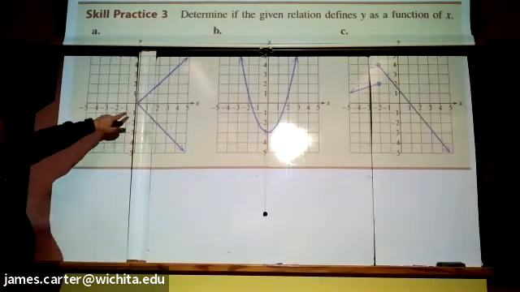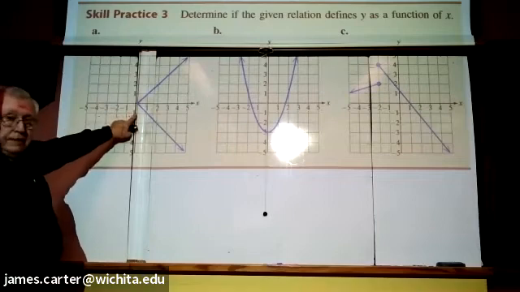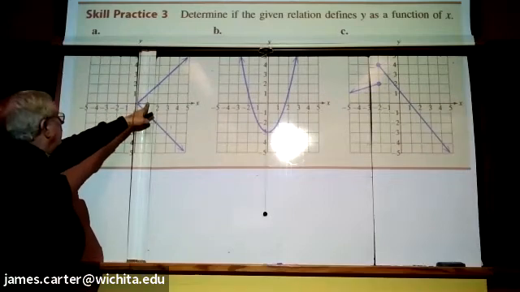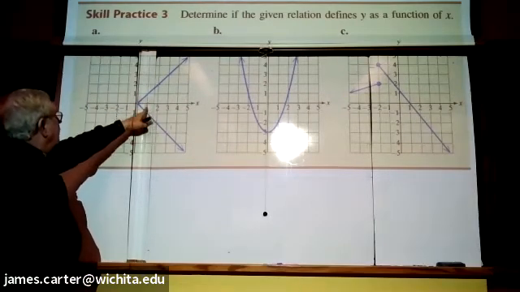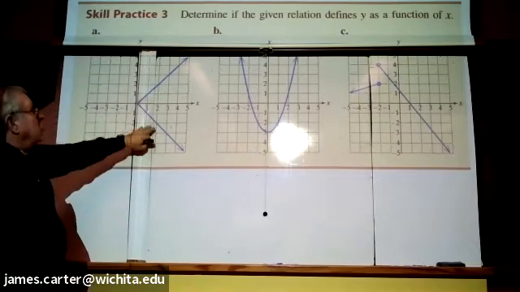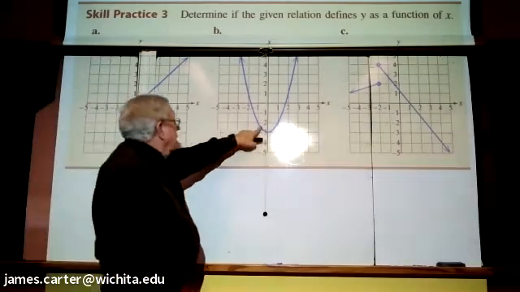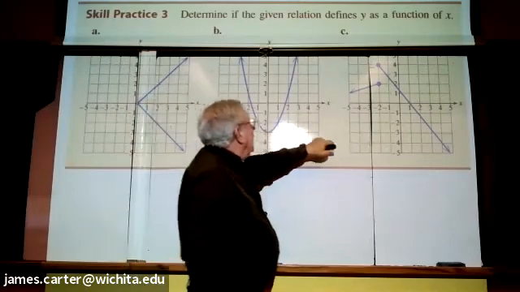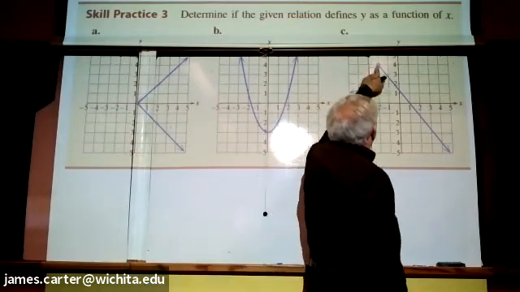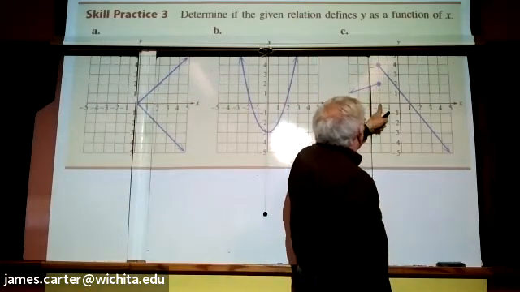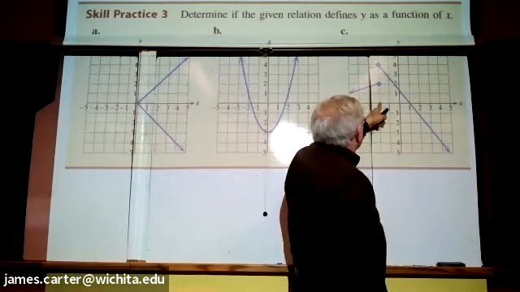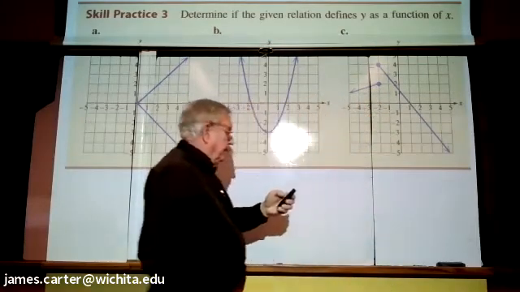Okay, yes or no? Well, here's x equals 1, and you've got two different y values, so no. Yes. This one, we've got enclosed points in the same x value, so the answer is no.